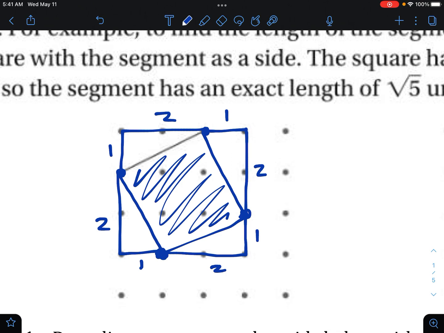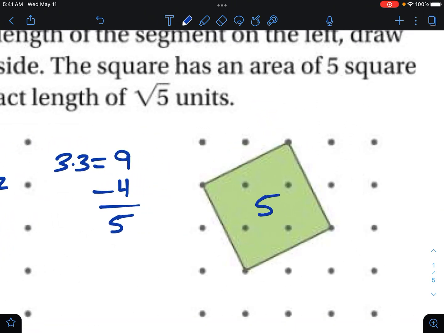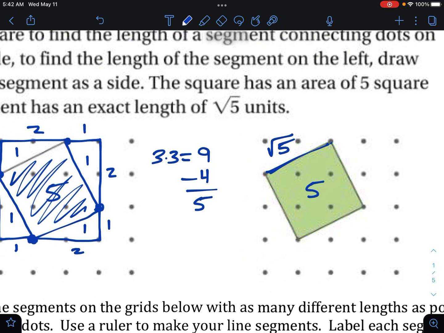To find that area, we just take the whole outside square and subtract these corner triangles. Each triangle is a 1 by 2, so the area would be 1 times 2 divided by 2, which is 1 for each of these triangles. The outside square is a 3 by 3, which is an area of 3 times 3, which is 9. Minus those 4 triangles makes the area 5. If the square's area is 5, then we learned before that the side length is the square root of 5. So this diagonal length is just the square root of 5.